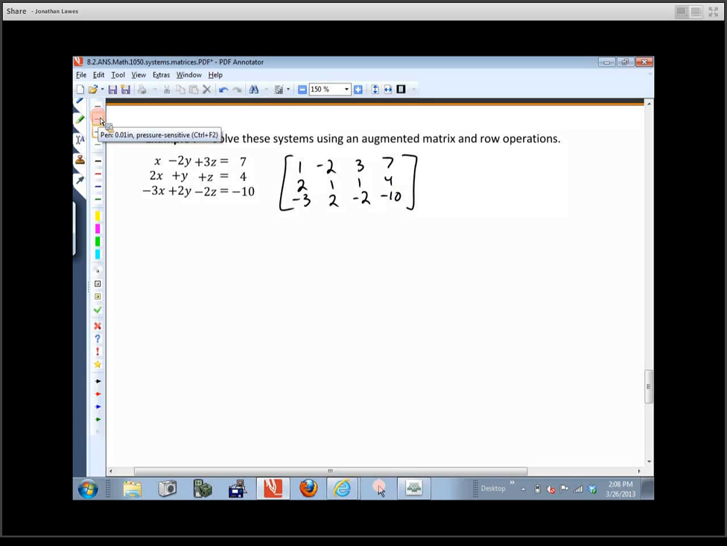On this one, I'm going to get this into just row echelon form. Okay? So I'm going to make that a 0 and that a 0. So I'm going to take the first row, multiply it by negative 2, and add it to row 2. Sorry, row 1 plus row 2. So that's going to be negative 2, positive 4, negative 6, negative 14.